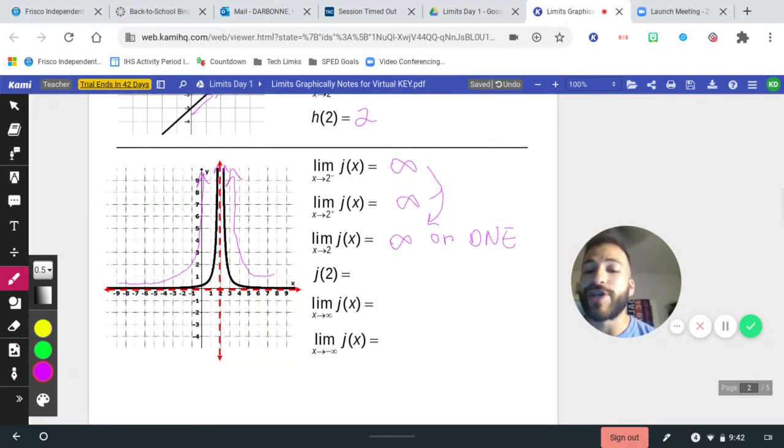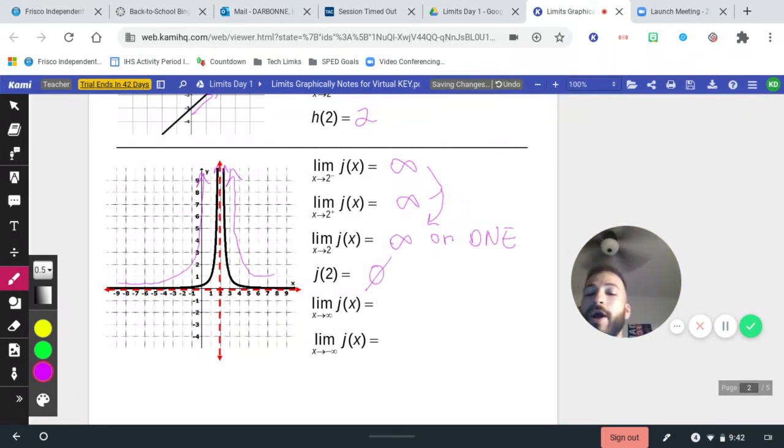Okay. Now J of 2, at 2, what's happening? We have that asymptote. Is an asymptote an actual point on a function? Nope, it's a spot on the function where we can't actually go. So J of 2 would be undefined.